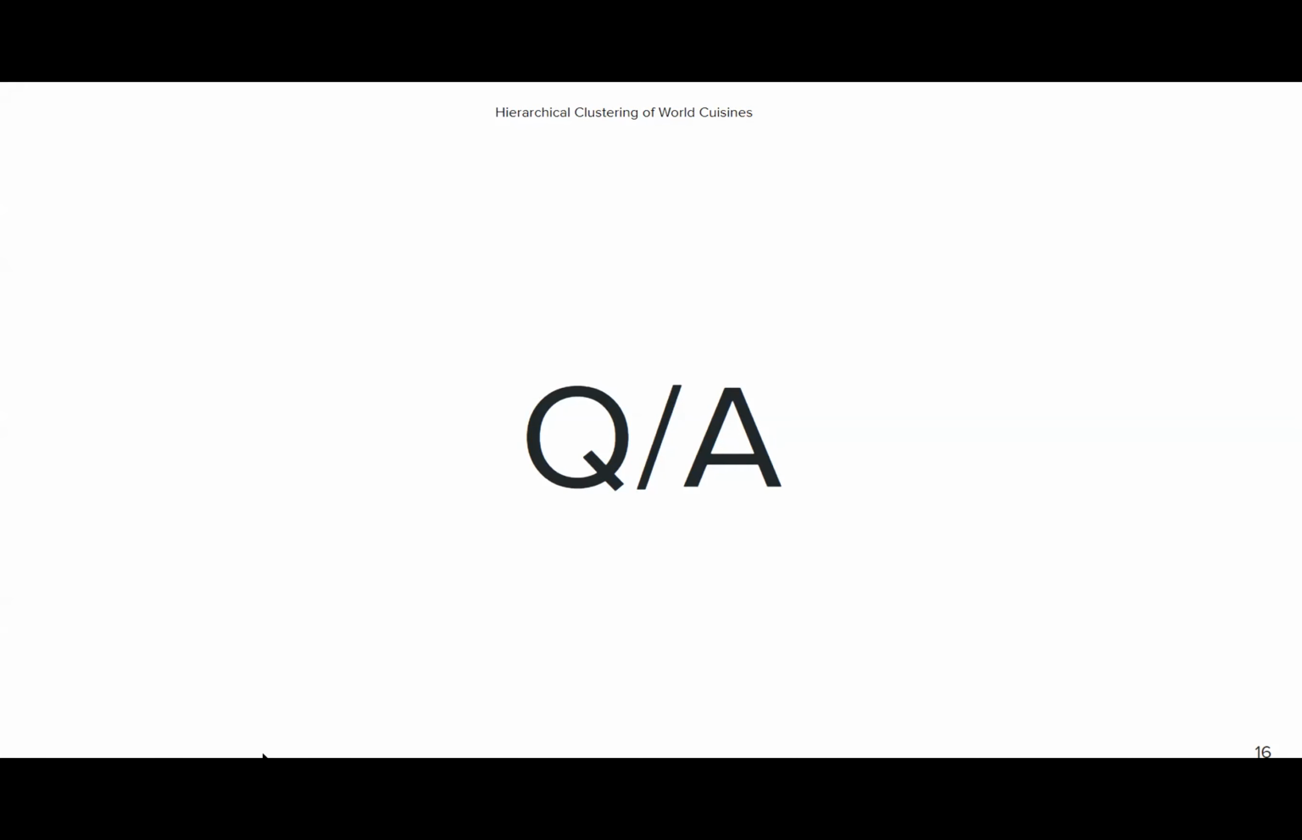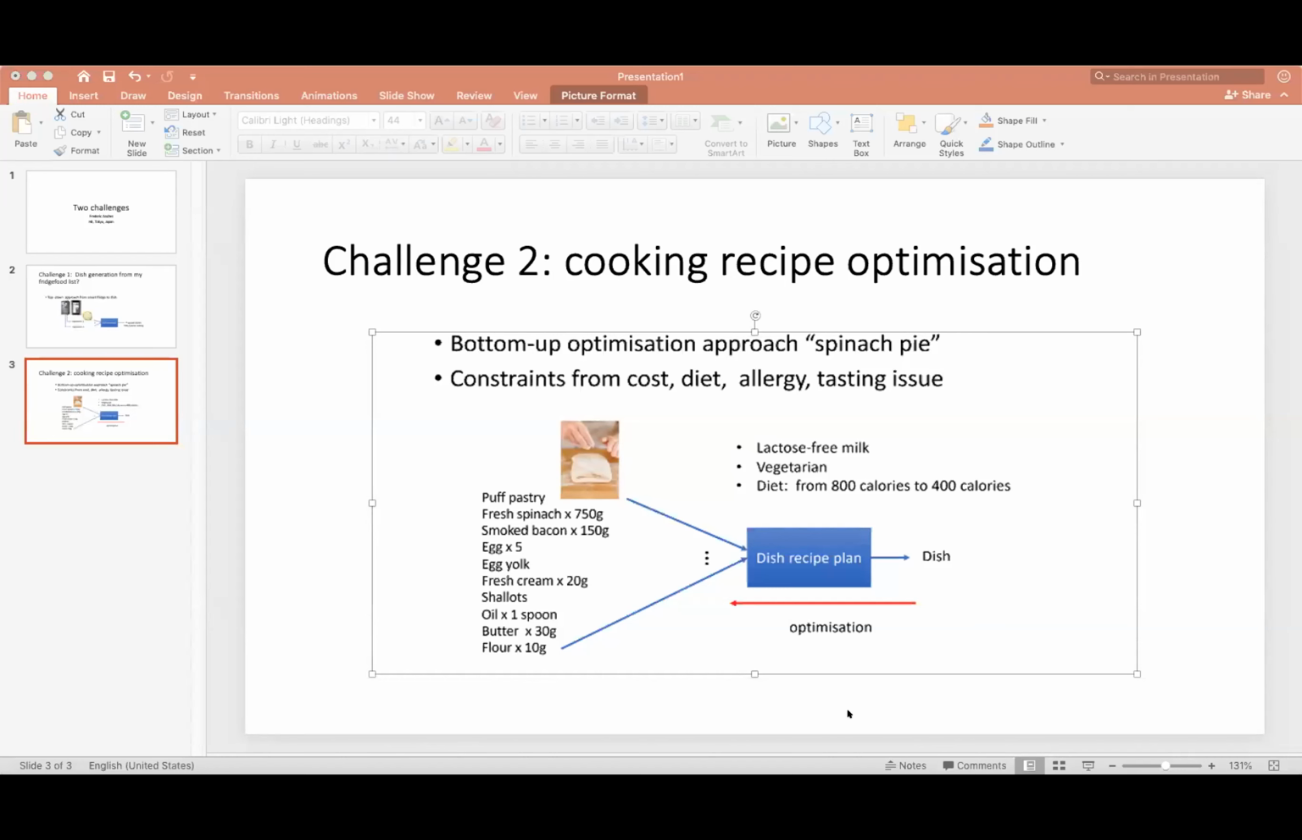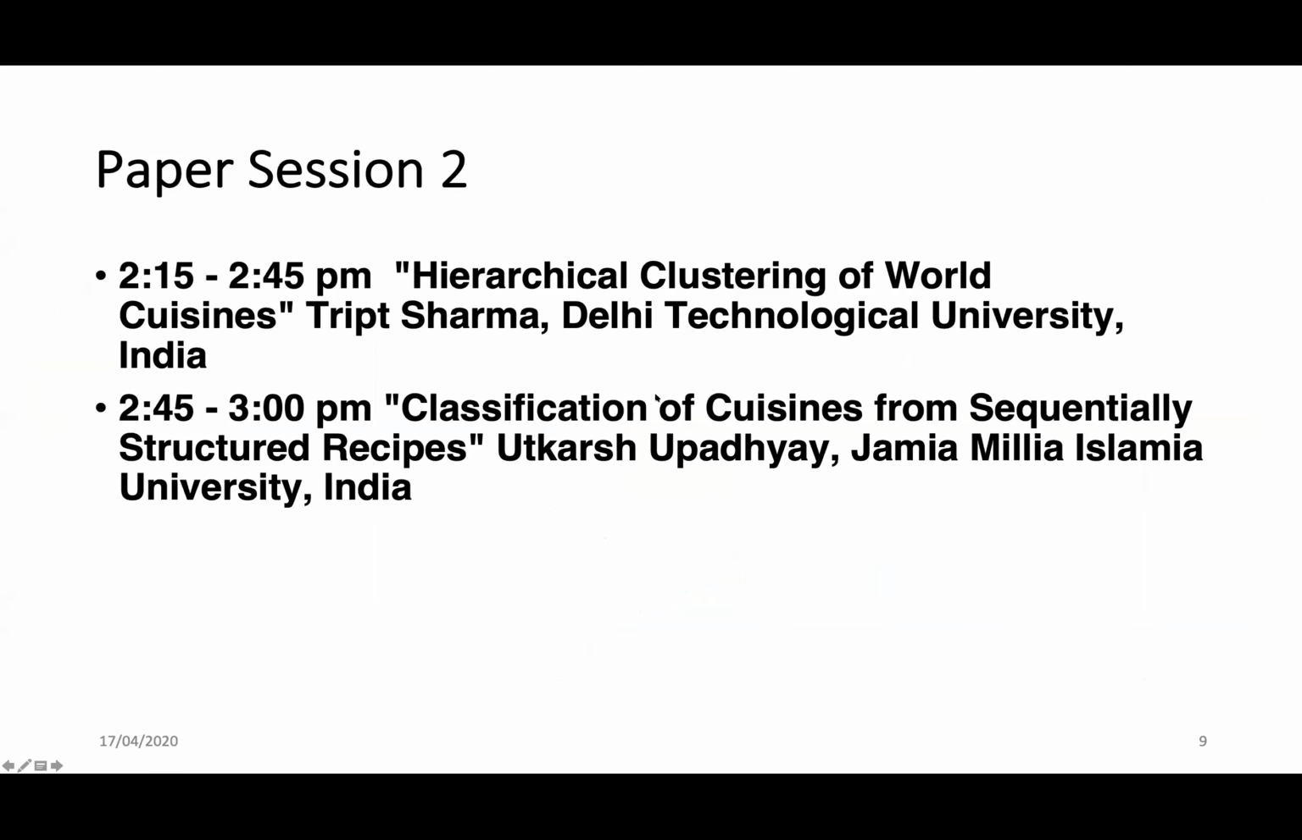So can I now invite our next speaker, who is going to present the paper. This is a short paper, classification of cuisines from sequentially structured recipes. And the speaker is Utkarsh Upadhyay from Jamia Millia Islamia University in India. Do we have the speaker with us? Yes, sir. Okay, Utkarsh, please, in your time.